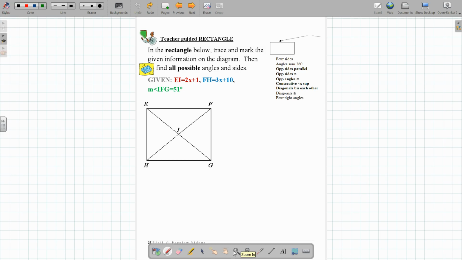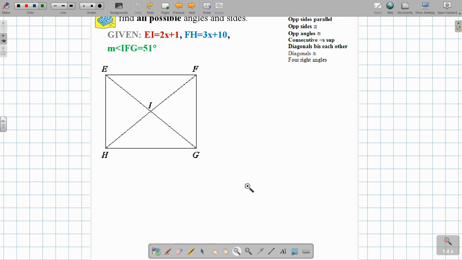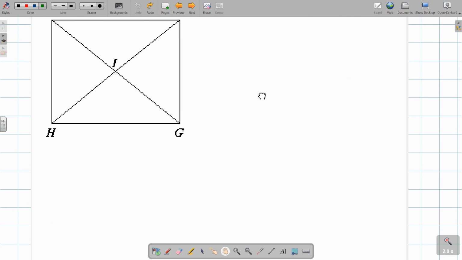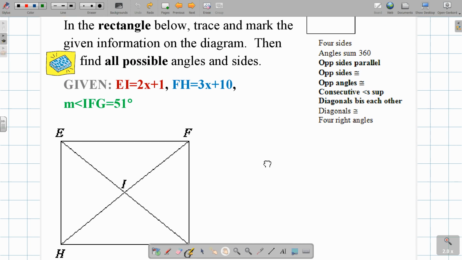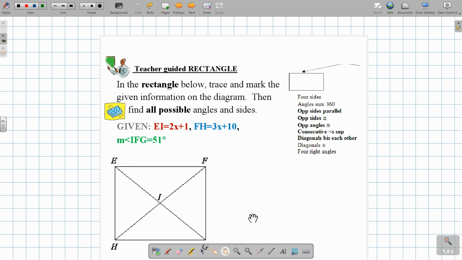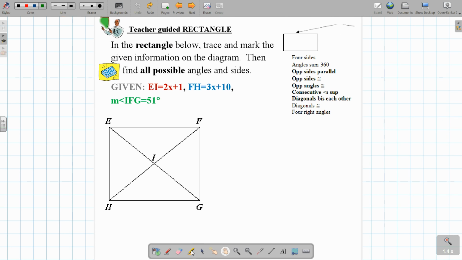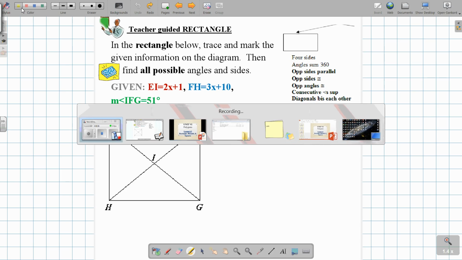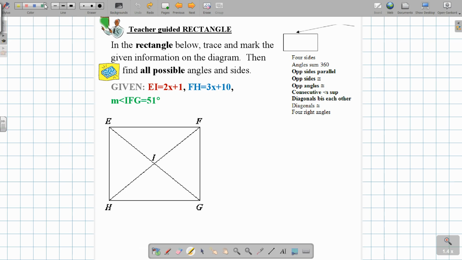Alright, it is so important you understand how much information you get just by telling if you have a rectangle, a rhombus, or a square. So we're going to walk through two problems together. It says in the rectangle below, so it's a rectangle. Trace and mark the given information on the diagram. Then find all possible angles and sides.